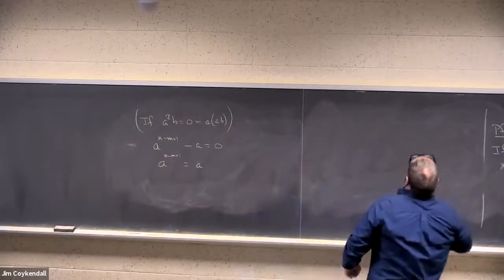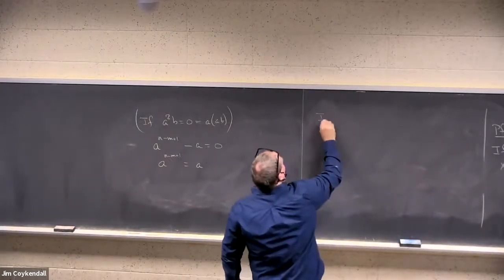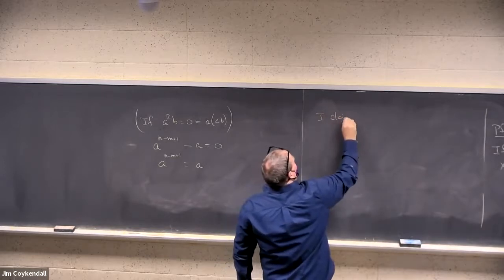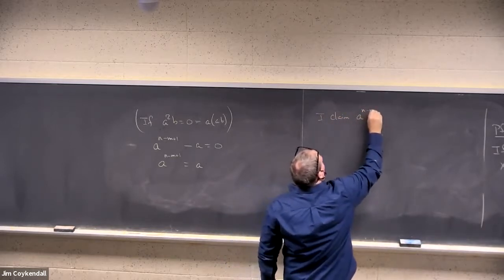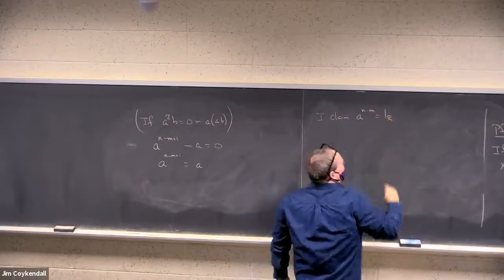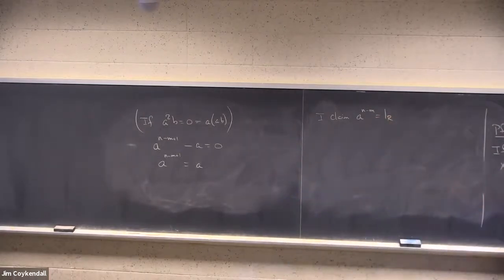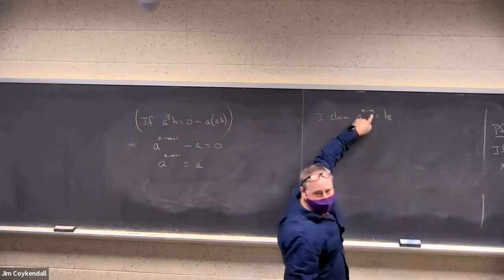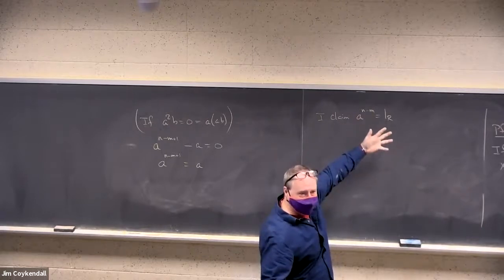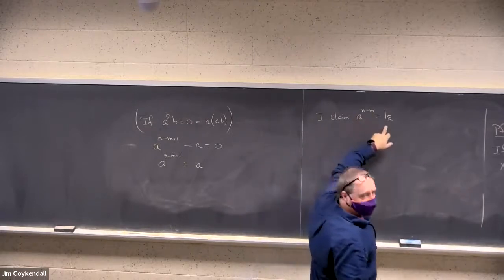so I'm going to make a quick claim. I claim A to the n minus m is an identity for R. I claim that this element is like an identity. Notice that A to the n minus m makes sense because n is bigger than m, so it is a positive power. N minus m is a positive power of A, so it's an element of the ring. Makes sense. I claim this is the identity.